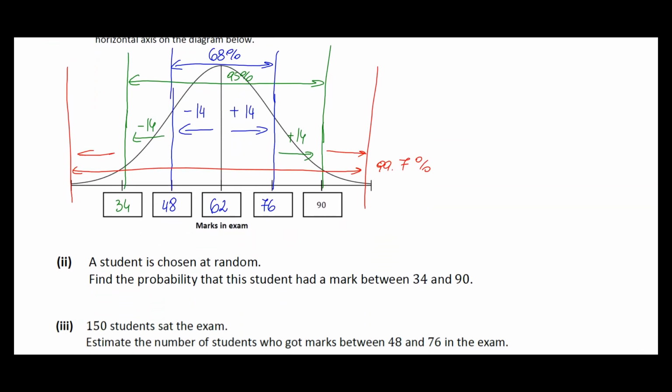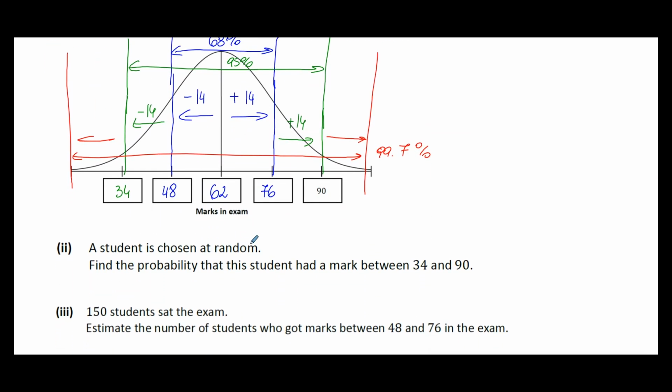Okay. A student is chosen at random. Find the probability that the student had a mark between 34 and 90. So again, 34 and 90, where is it? That is within 95%. So we are saying the probability is 95%.